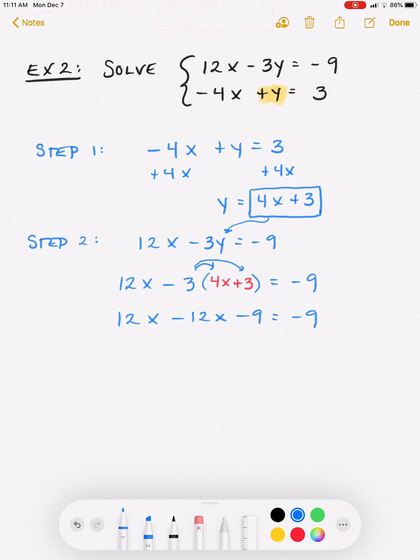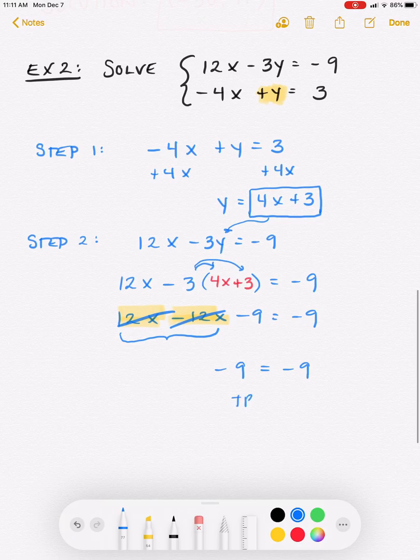So 12x, 3 times 4x is minus 12x, negative 3 times 3 is negative 9, and that equals negative 9, okay? So what I notice here when I go to combine like terms, I have a 12x and a negative 12x, and what's going to happen right here is it cancels out to make 0x. And we're left with negative 9 equals negative 9, all right, which we've had happen before when we solve equations. And this is going to be one of your special solutions right here. Since this is true, this means that there are infinite solutions.